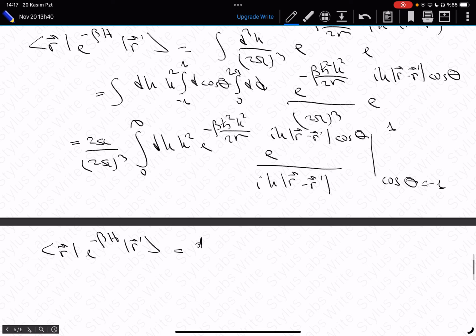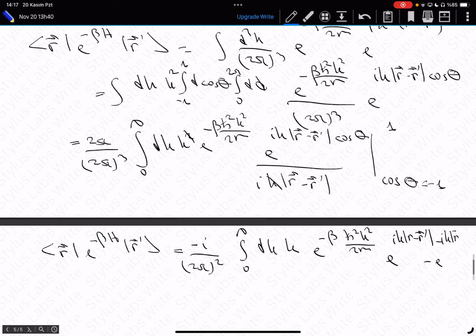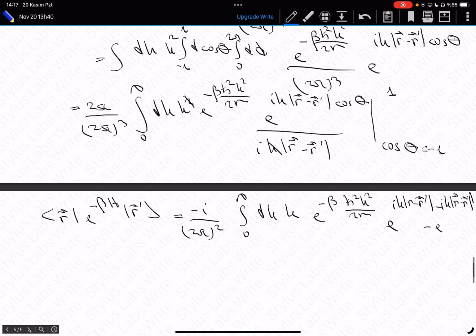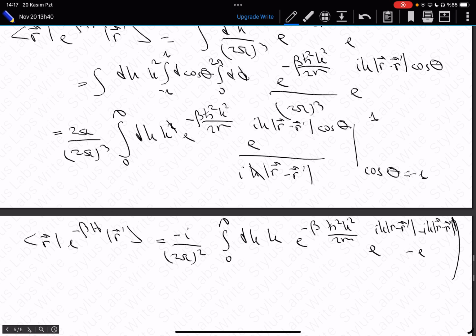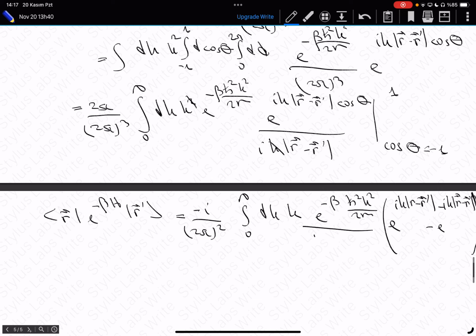This is equal to 1 over 2 pi squared, integral from 0 to infinity, dk. One of the k's cancels. There's a 1 over i, so that makes a minus i over here. And e to the power minus beta h bar squared k squared over 2m, e to the power ik(r minus r prime) minus e to the power minus ik(r minus r prime), divided by r minus r prime.